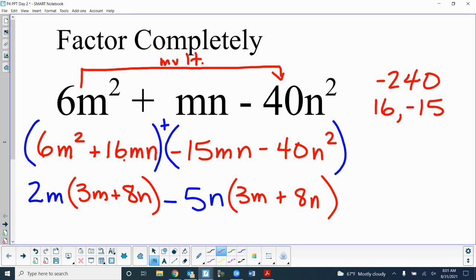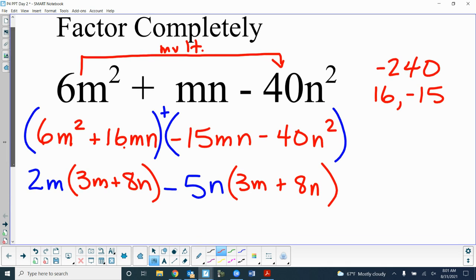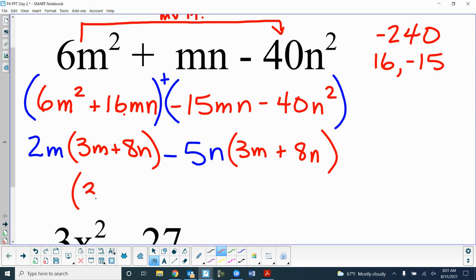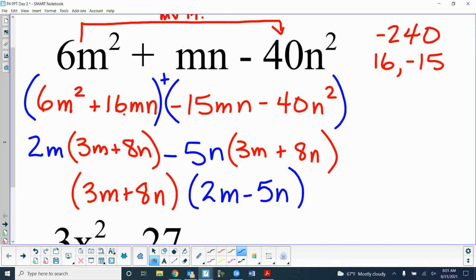Did it work out like we want it to? It did, right? The red binomials are the same, right? That's what we want to happen when we do this. That means that's one of my factors, that red quantity. My other factor ends up being the GCFs I pulled out, the blue terms. So the 2m minus 5n is my other factor.